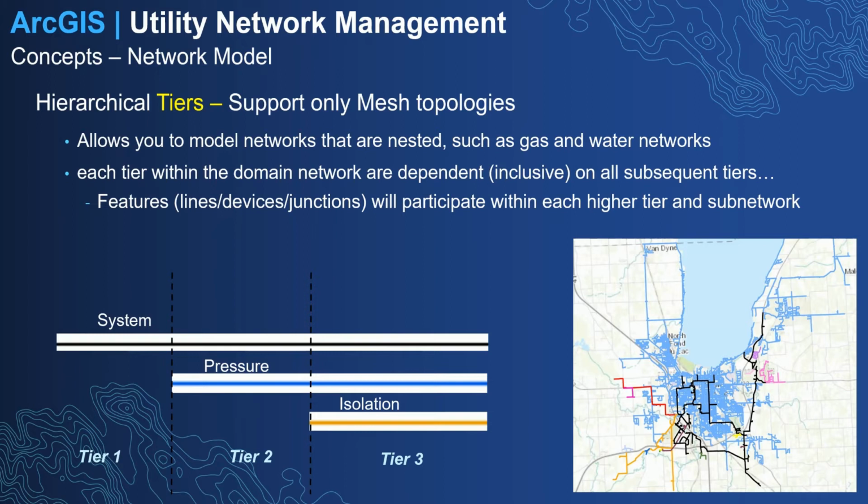Hierarchical tiers only support the mesh topology. So this allows you to model networks that can be nested, so each tier within the domain network are dependent on and inclusive of all subsequent tiers. So features inside a tier will participate in each higher tier.